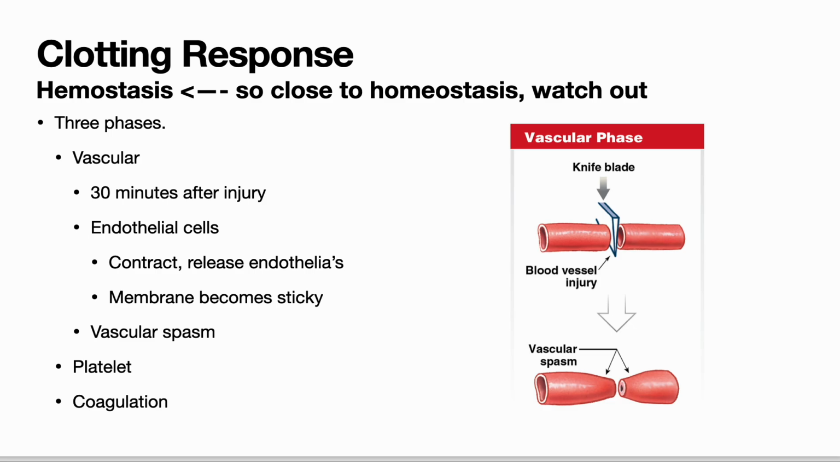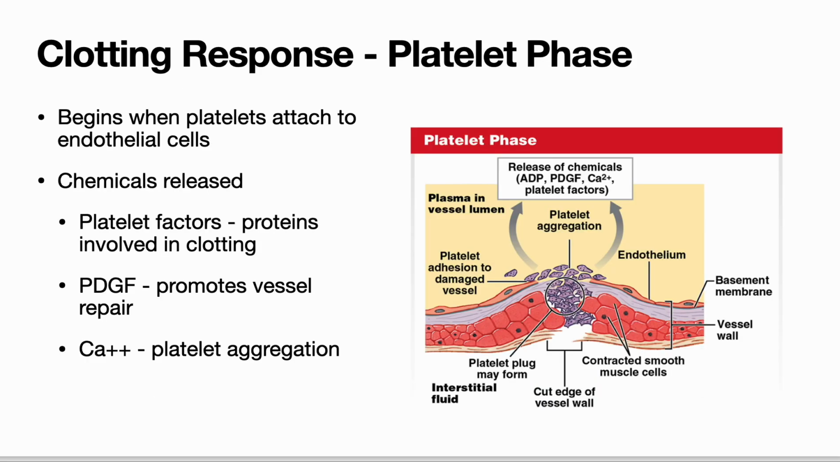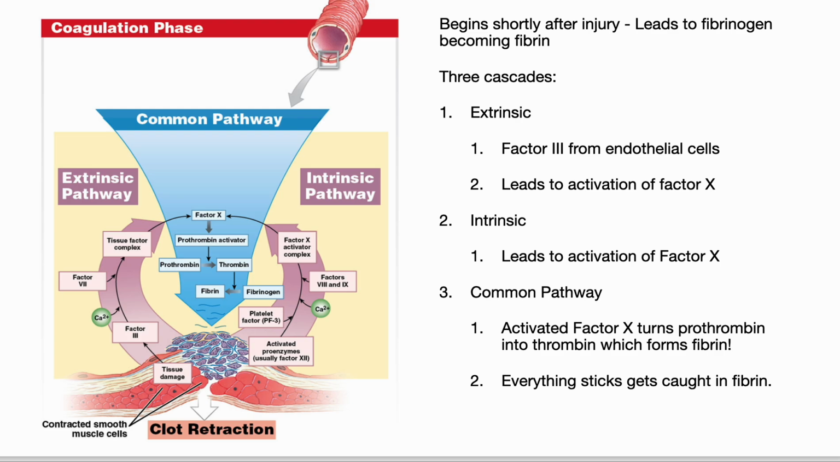And then the last part is going to be the actual coagulation phase. Sorry, I got a little ahead of myself here. This is an image of the platelet phase. So you can see that the platelets are starting to attach to the endothelial cells. And again, we have the platelet factors, PDGF, and calcium all happening here to help bring in more and more platelets so that we can get to the actual coagulation phase, which looks a little scary and it is important.